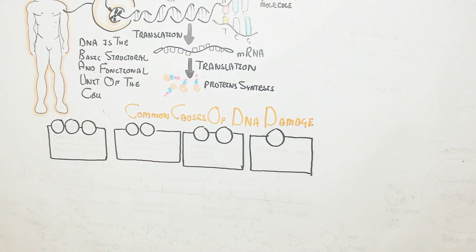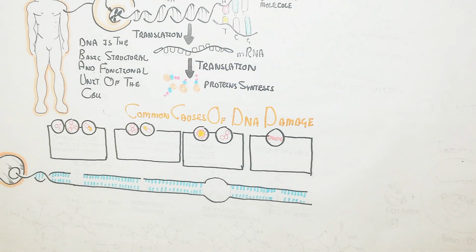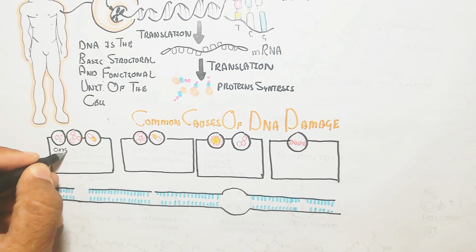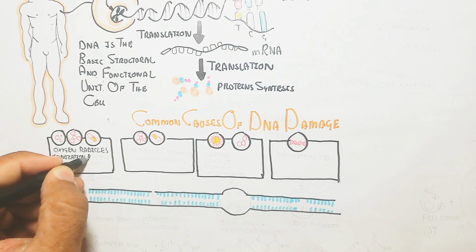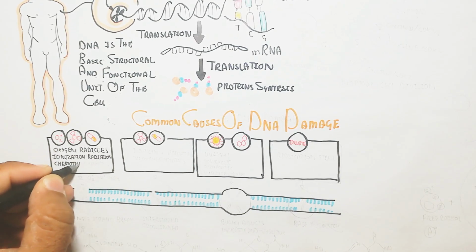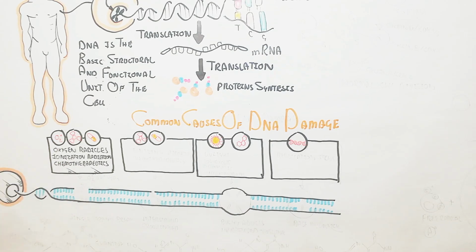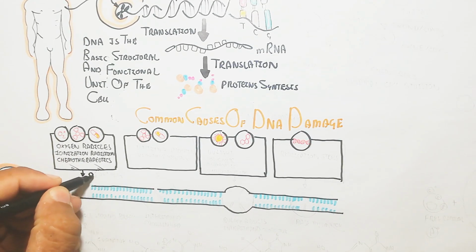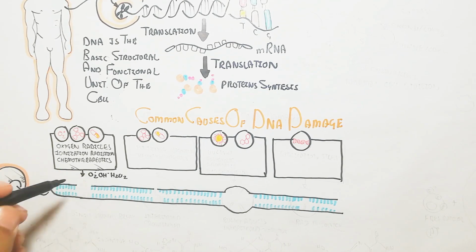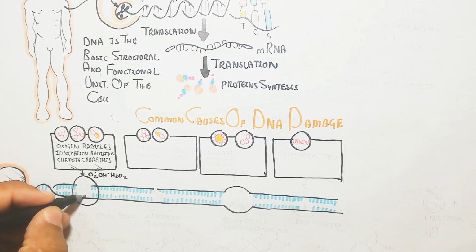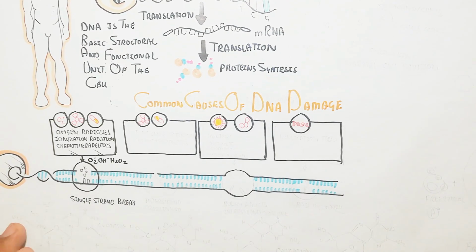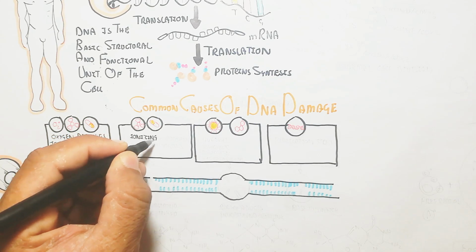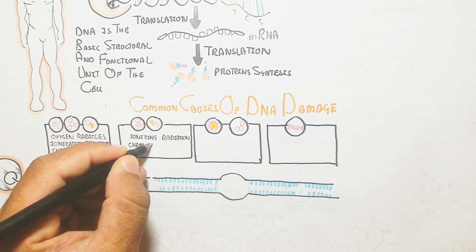Here are the common causes of DNA damage: several agents like oxygen radicals, ionizing radiation, and chemotherapeutics. A single strand break is due to free radicals of oxygen, O2, and hydroxyl free radicals or hydrogen peroxide. In this way the single strand break occurs, while ionizing radiation and chemotherapeutics collectively lead to interstrand cross-links.